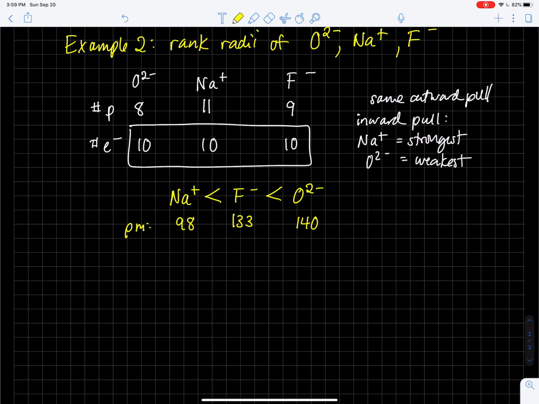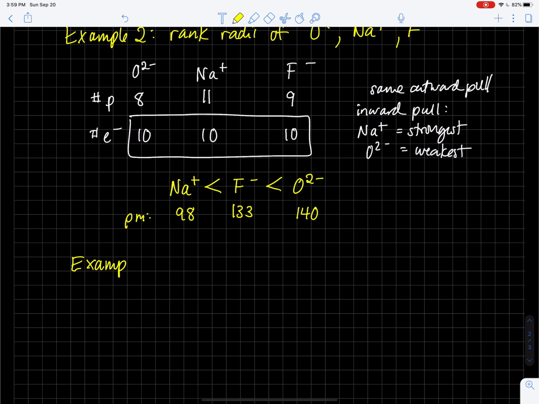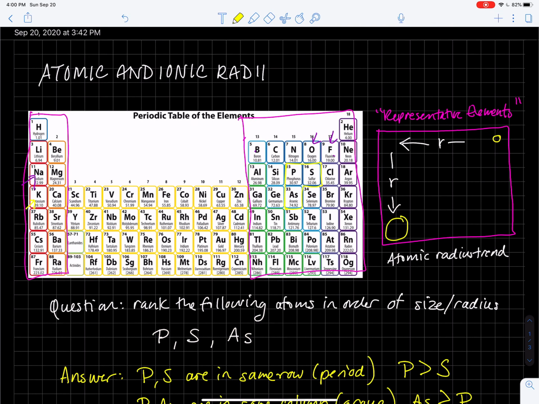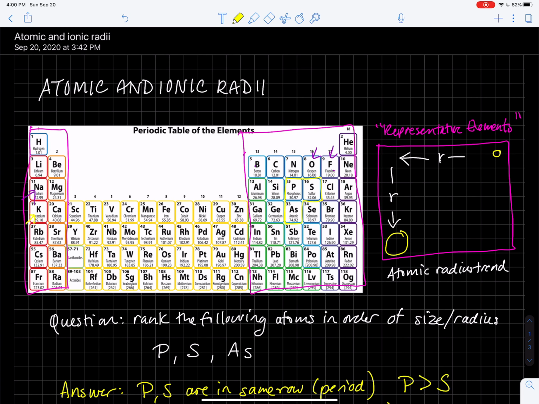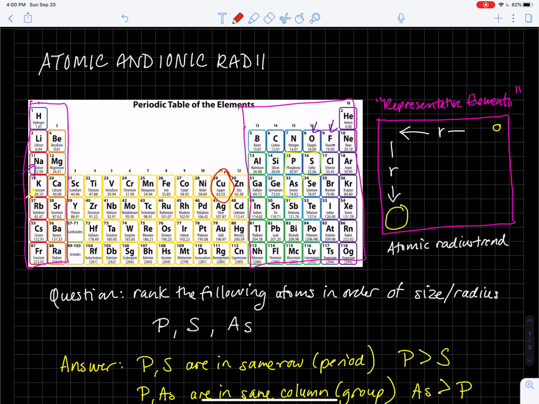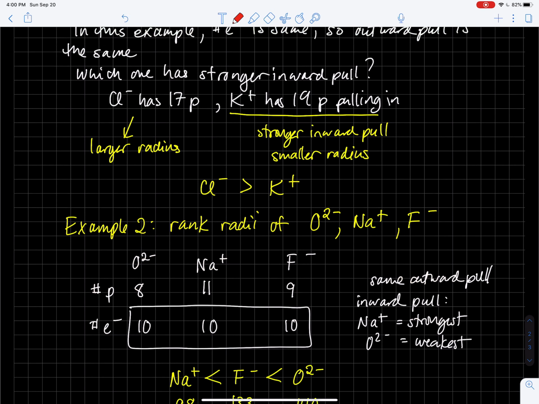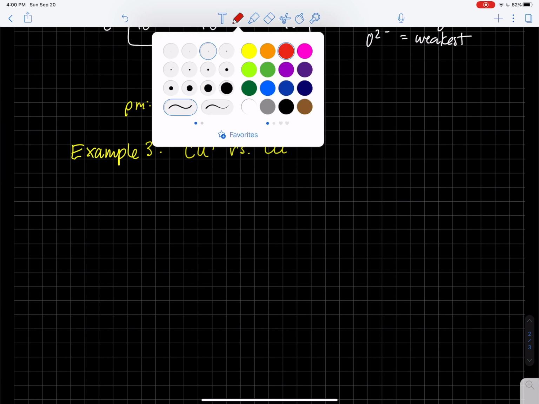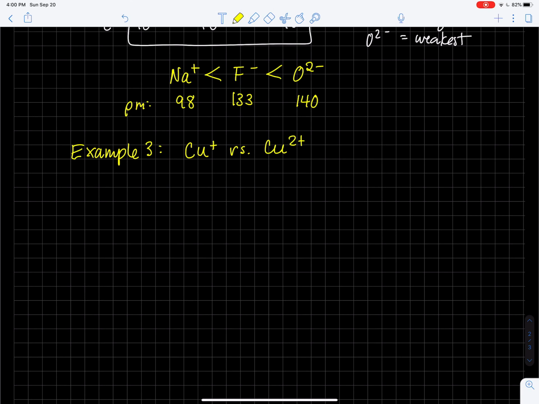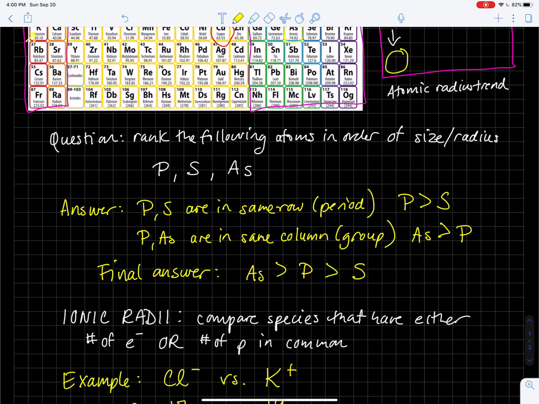Let's do one more example. For this one, it's going to be a little different: copper plus versus copper 2 plus. Okay, so the first thing to notice is that these are not in my representative elements. Copper, I'll just highlight, is here. It's in the D block. So in terms of my atomic radius trend, I really am not sure how that would fit with other things in its row. But we don't actually use that trend to figure out these ionic radii. So go ahead and try it and come back when you want to see the answer. All right, I forgot to check when I scrolled up.